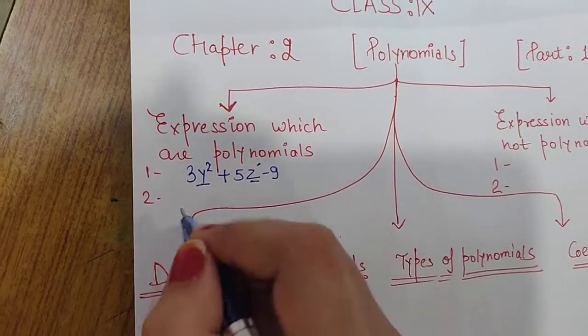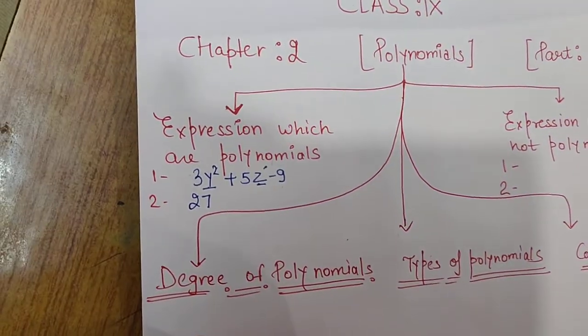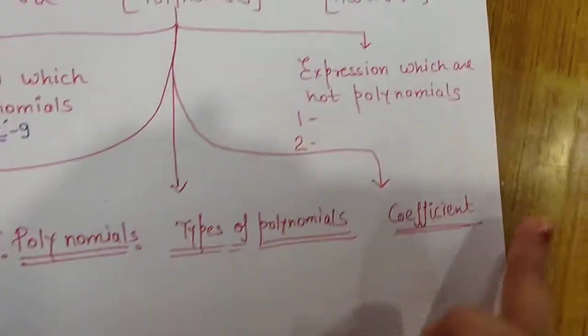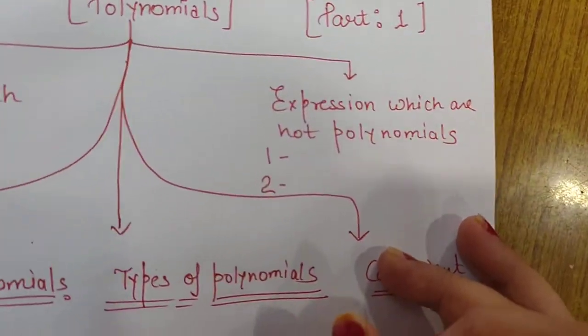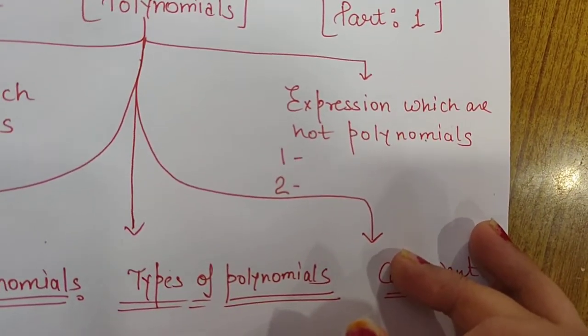One more, I am writing 27. I told you this is also a polynomial, because this is called a constant polynomial. Now here we will write expressions which are not polynomials. These will be algebraic expressions, but these will not be polynomials.